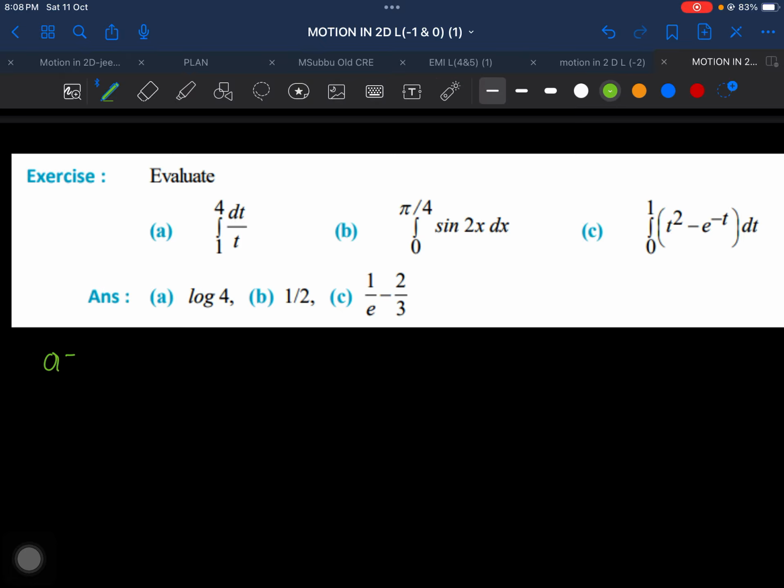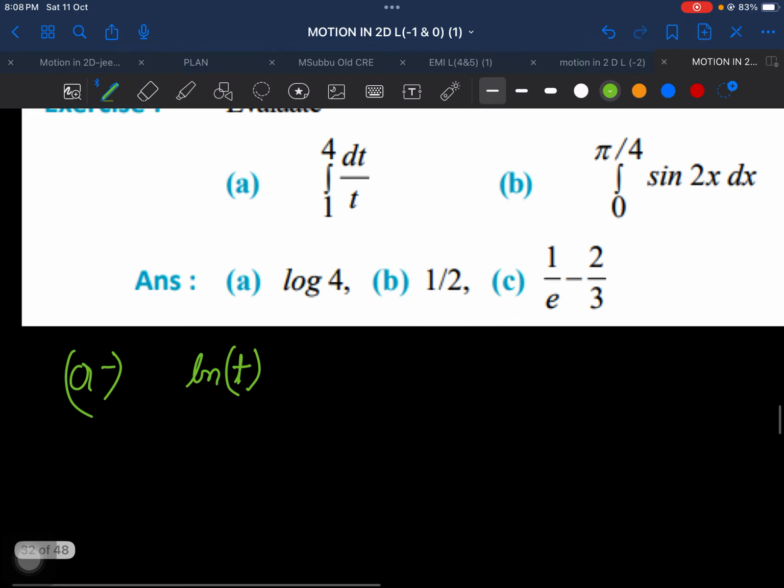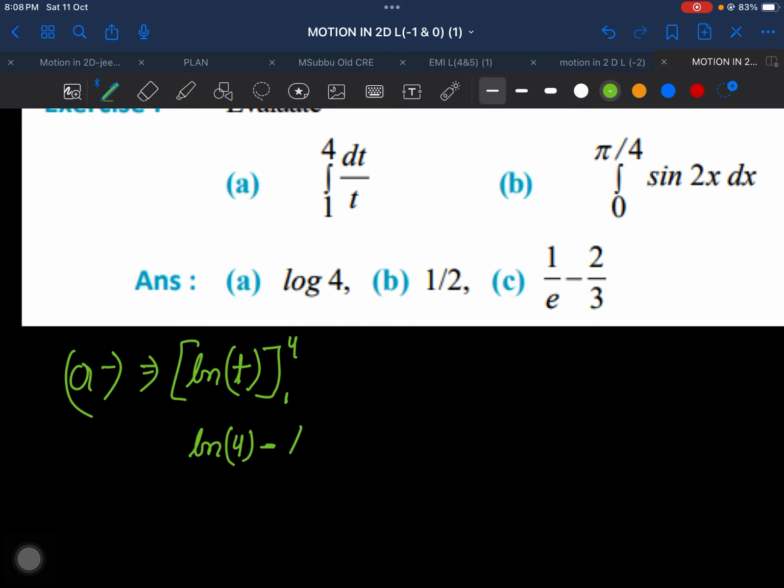Everyone, let's do it, or everyone has to try, right? So the integration of 1 by t is ln t, the integration of 1 by x is ln x. So the integration of 1 by t is ln t, and we have to apply the limits. For 1 to 4, first you have to put 4, so it will be ln 4 in place of t, minus, then you have to put 1, ln 1. Check, all of you. ln 1, as we all know from mathematics, is 0. Clear? So the answer is simply ln 4. ln means log to the base e.